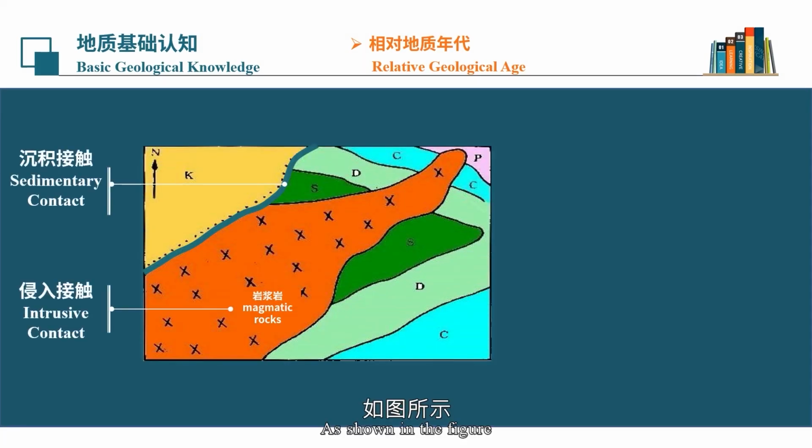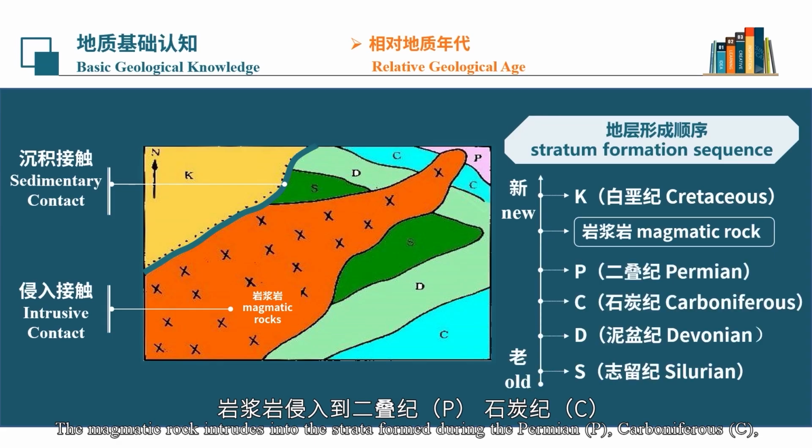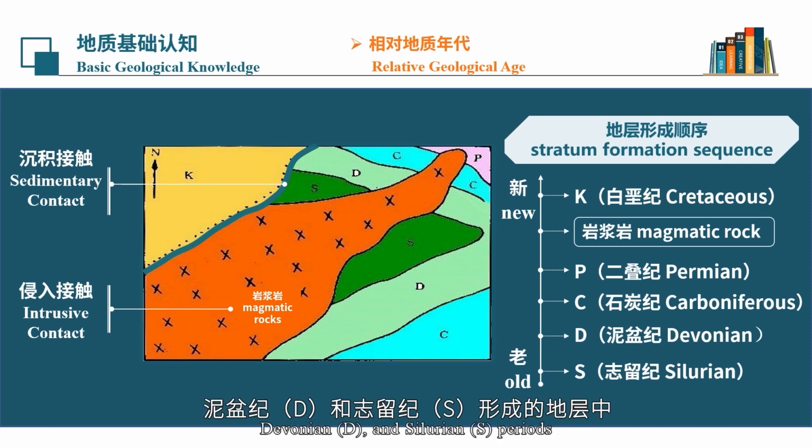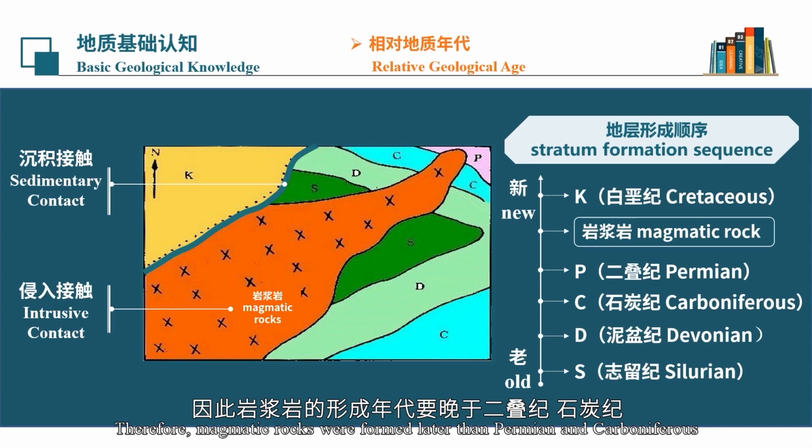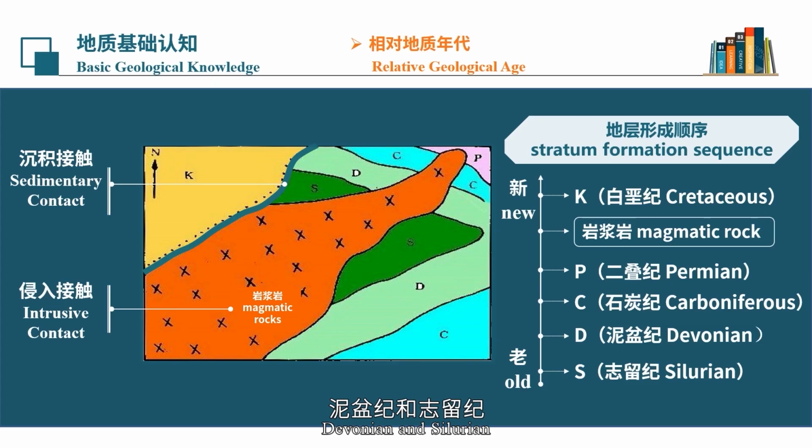As shown in the figure, the magmatic rock intrudes into the strata formed during the Permian, P, Carboniferous, C, Devonian, D, and Silurian, S, periods. After weathering and denudation, Cretaceous K strata continue to deposit above the magmatic rock. Therefore, the magmatic rocks were formed later than the Permian, Carboniferous, Devonian and Silurian, and earlier than the Cretaceous K.